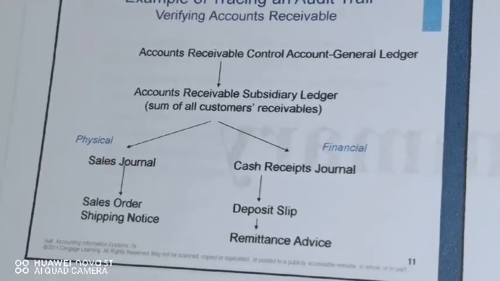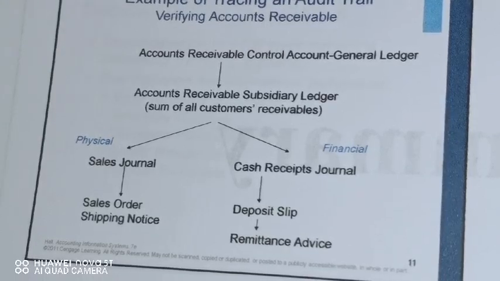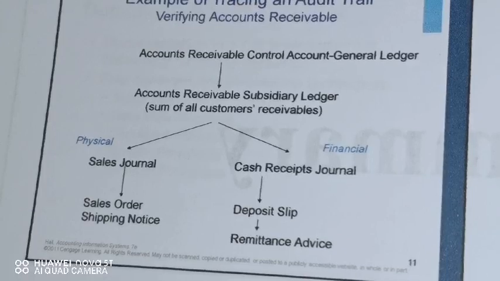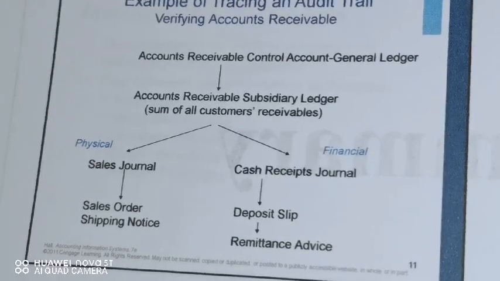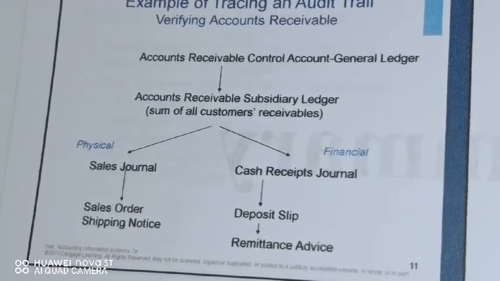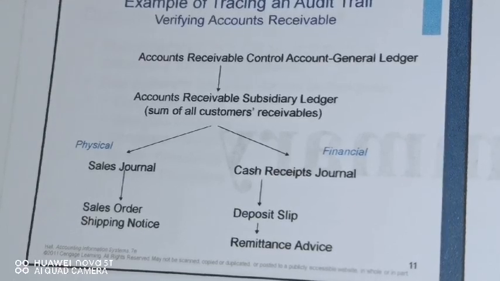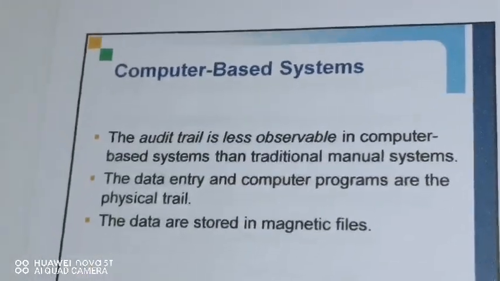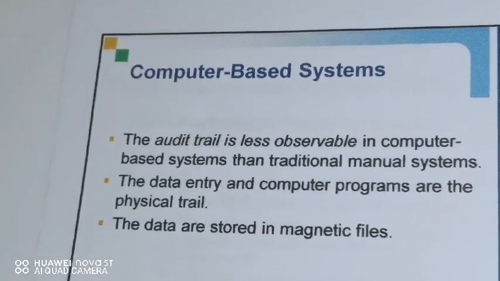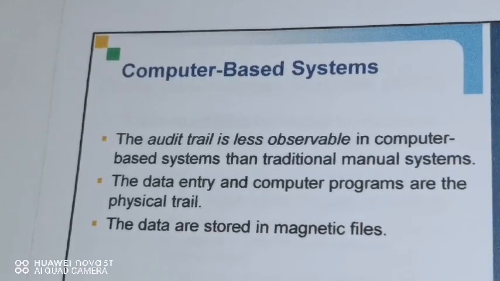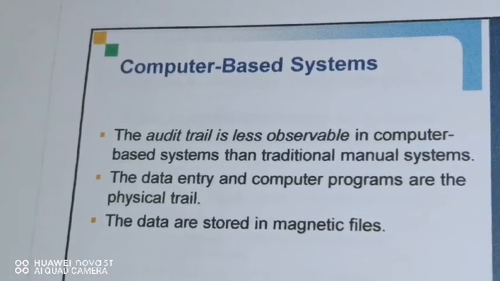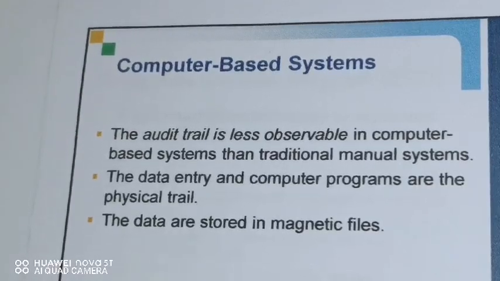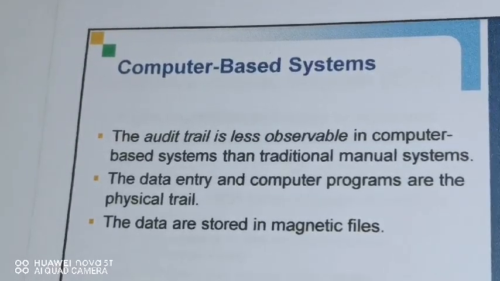So, kung mapapansin ninyo, ang audit trail ay mas madali kapag manual system kasi tangible yung mga evidences and documents, and then madaling mag-work back sa mga documents. So, paano naman kapag computer-based na yung system? So, here, in computer-based system, the audit trail is less observable than the traditional manual system because they are not visible and they are not tangible.